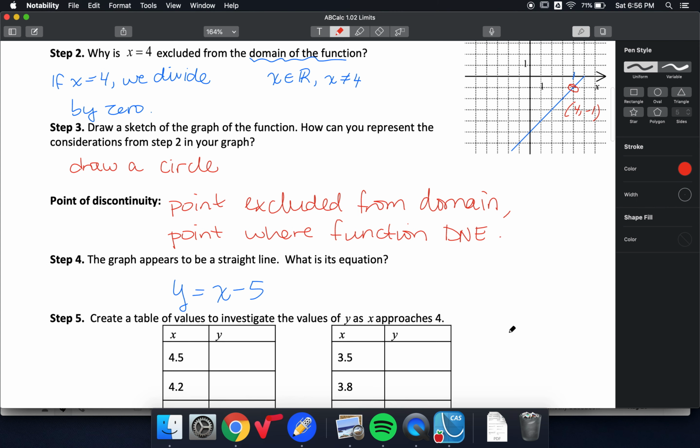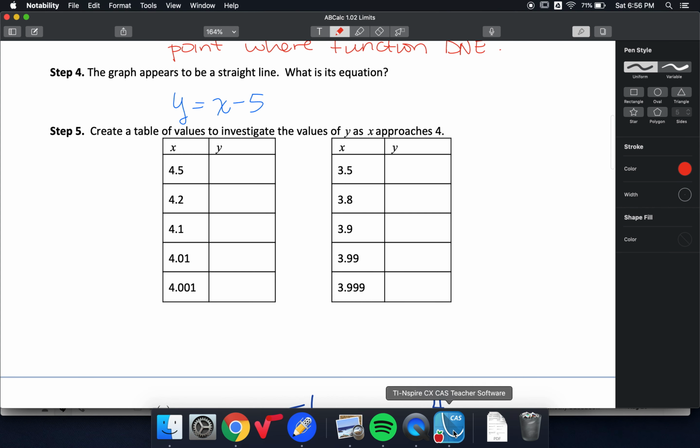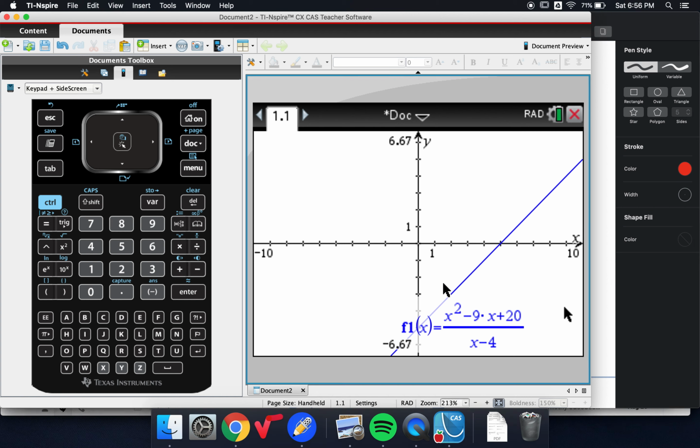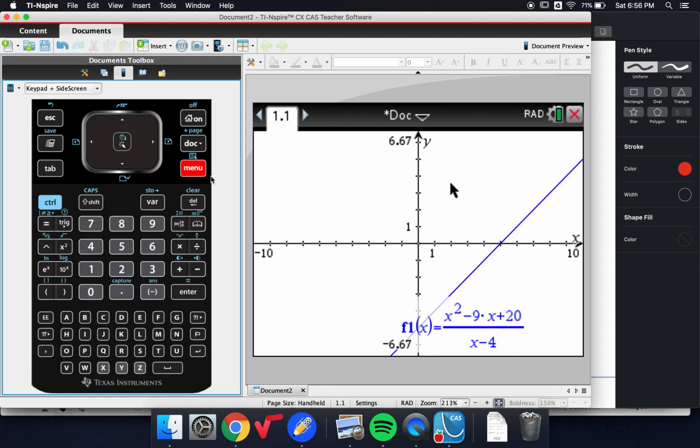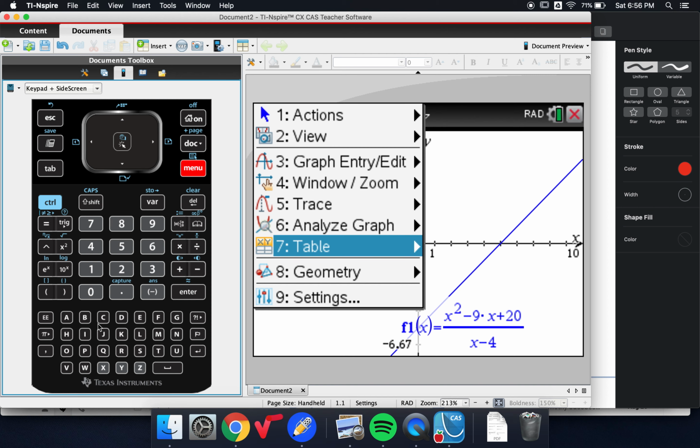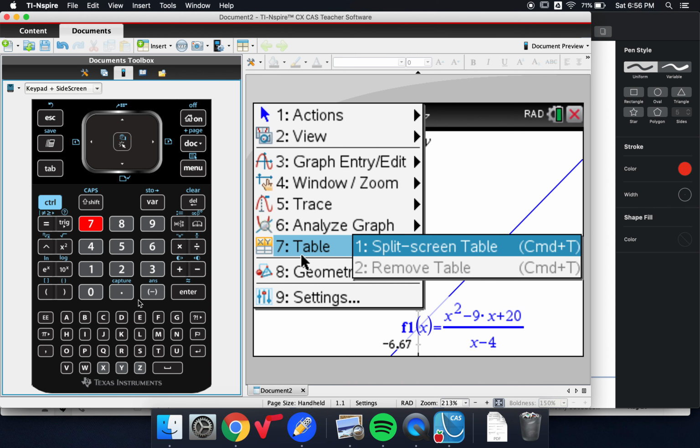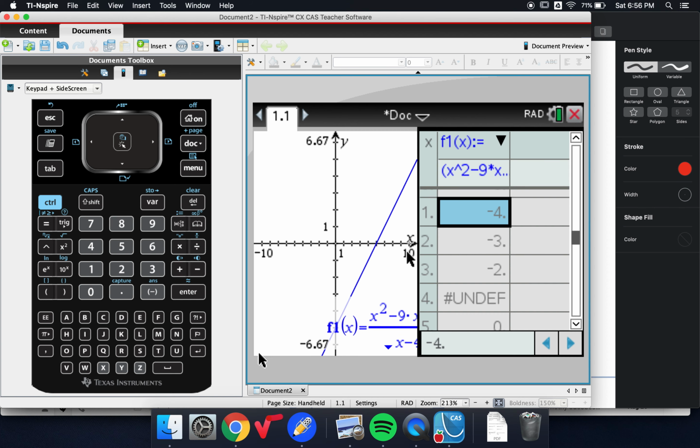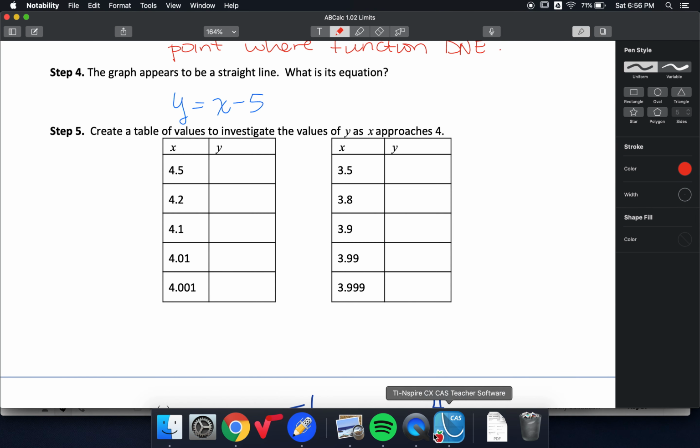So we want to create a table of values. I can do that super easy. I've already got my graph, so I'm going to look in my menu and see that I've got my table option down here. And I could split screen to see my table. All right, so I could look at x values. I can also, hopefully, put in specific x values. So looking at my table here, I wanted to see 4.5, 4.2, etc.